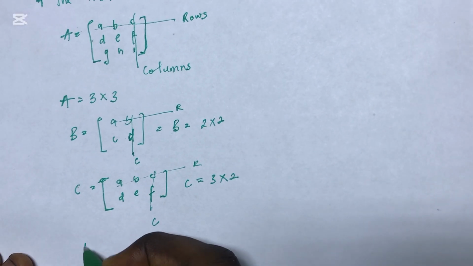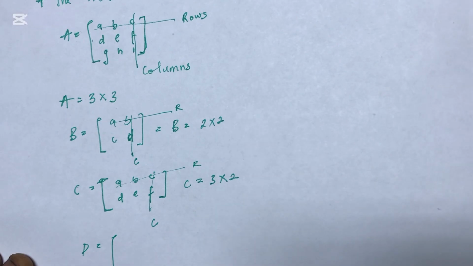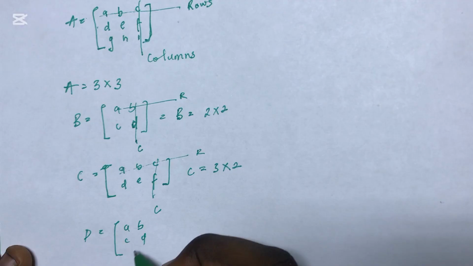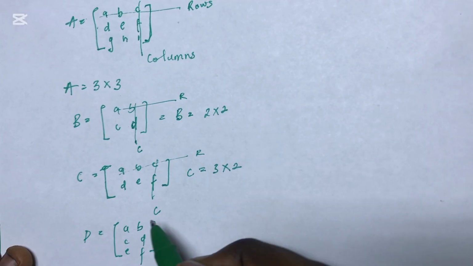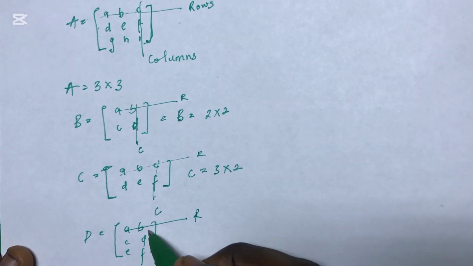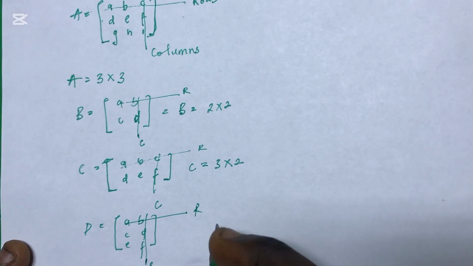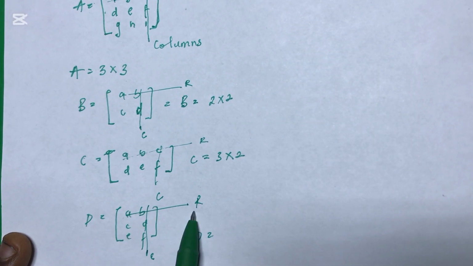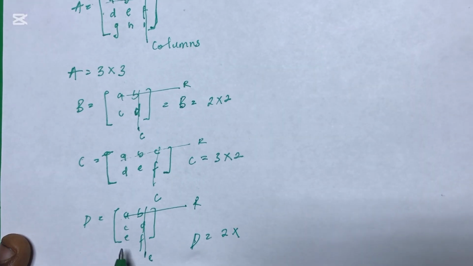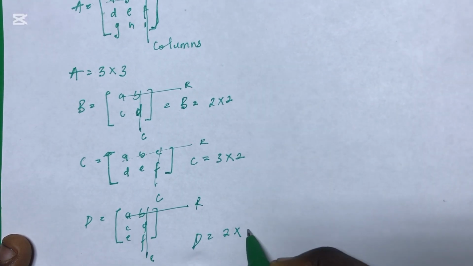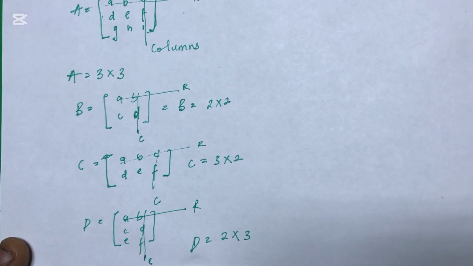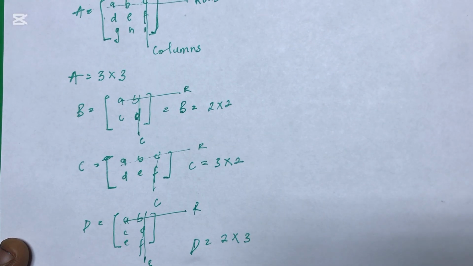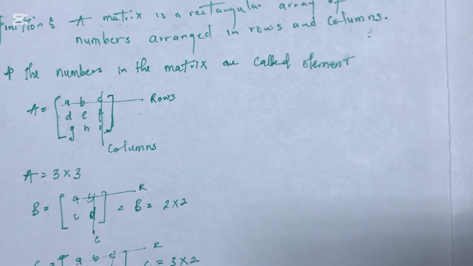Also, we can have, let's say D. We can have A, B, C, D, E, and F, also possible. So this is my row and this is my column as usual. So D is given by how many rows? 2 rows. 2 by what? How many columns? 3. So this is how you can identify a matrix based on the rows and columns.